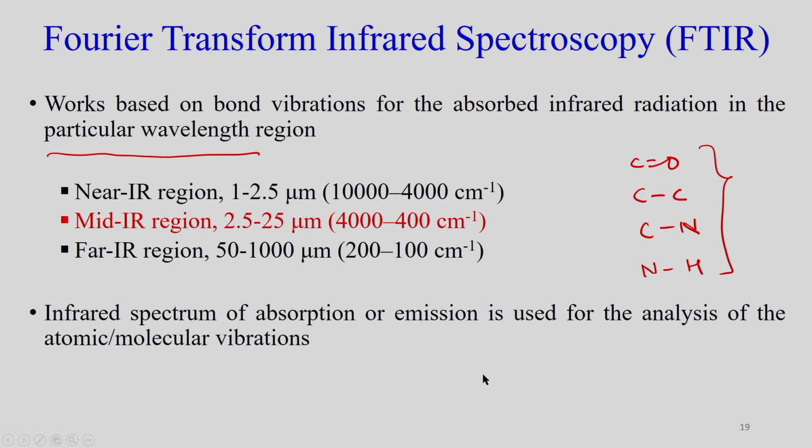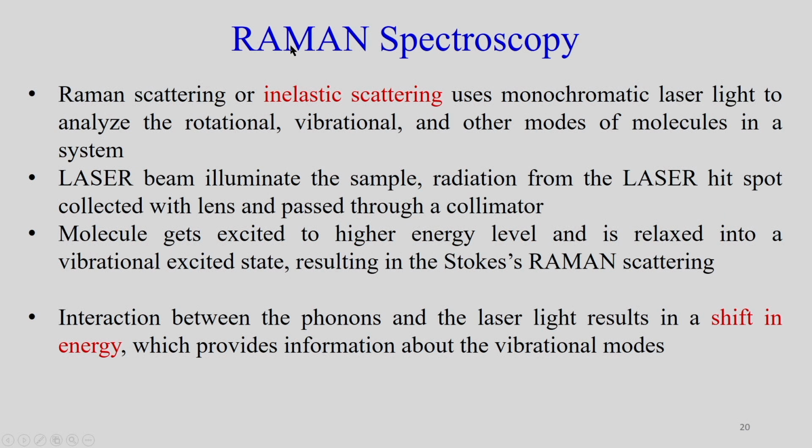Apart from the FTIR spectra we also use scattering, that is the Raman spectroscopy. It is also called inelastic scattering or Raman scattering. It uses a monochromatic laser as the light source. It again analyzes the rotational, vibrational and other modes of molecules in a system, so it is very much similar to the FTIR. Whatever information we get from FTIR, we get similar information using Raman spectroscopy.